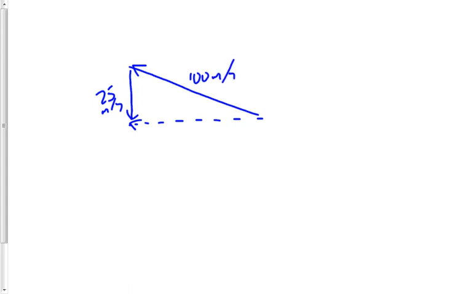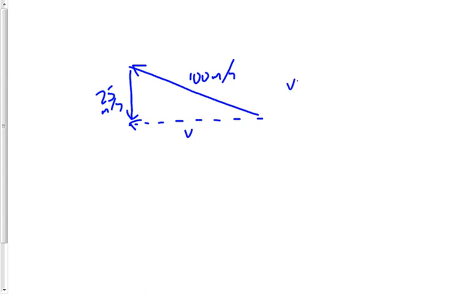Right, solid line vectors are drawn front to back. Dotted line vector is drawn from start to finish. What speed does the plane actually travel? I'm aiming at 100 meters per second in this direction, 25 meters per second wind. What speed does it actually travel? V, whatever that is.